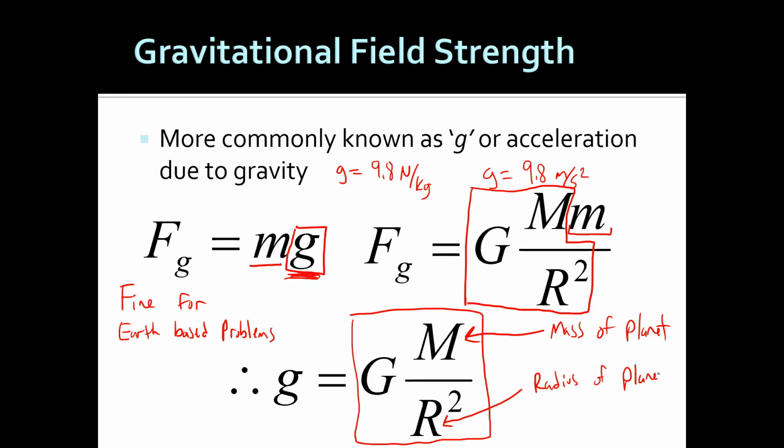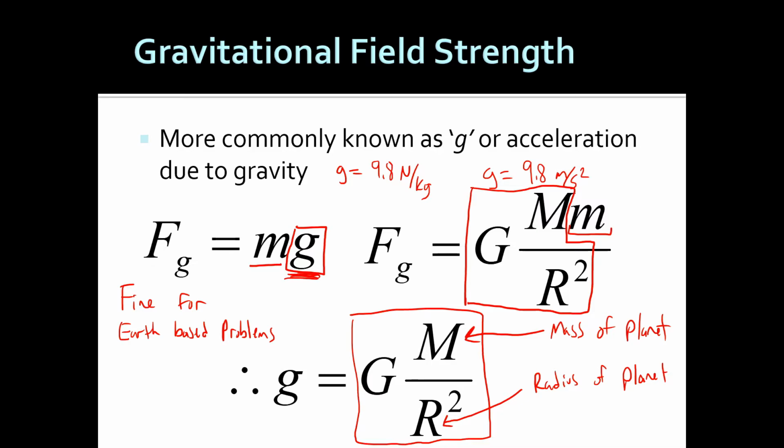Sometimes you can think of the radius of the planet as how far you are from the center of the planet, but we stick with the radius of the planet because for the most part we don't ever leave the planet's surface. We don't get above the surface to a degree that g changes too much, for the most part.